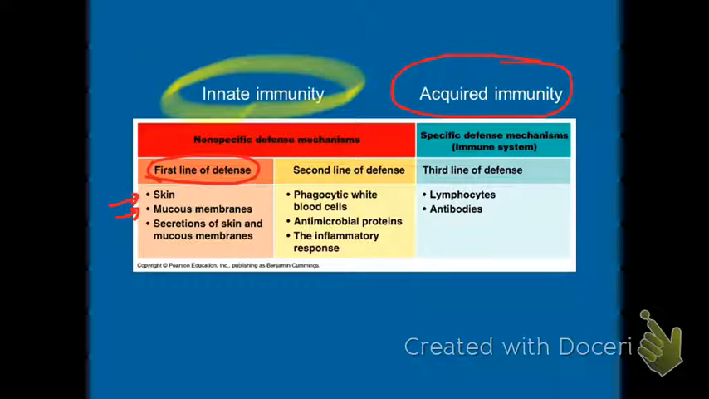And then in both the skin and the mucous membranes, there are secretions that will, for example, change the pH of your skin in order to make it a less wonderful environment for bacteria to start to grow. All right, so that's a little bit more on the first line of defense, and then we'll get to the second line of defense, which is also non-specific.